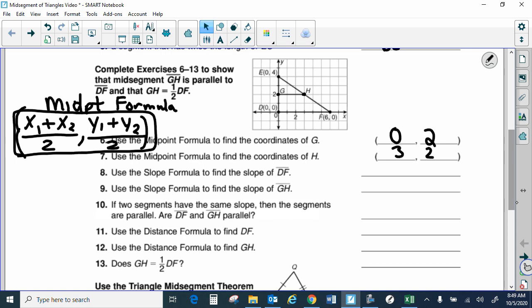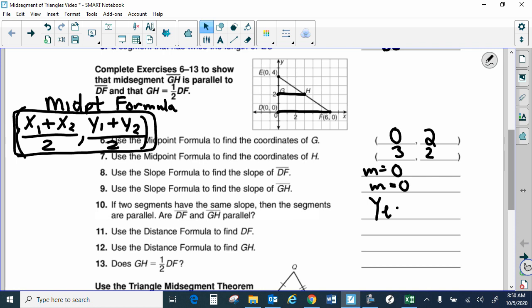All right, use the slope formula to find the slope of segment DF. D to F right here, that segment. You should know from Algebra 1, all horizontal lines or segments have a slope of 0. So m equals 0. Remember, m stands for slope. Slope of GH. GH again is horizontal, so the slope is 0. If two segments have the same slope, then the segments are parallel. So are segment DF and GH parallel?